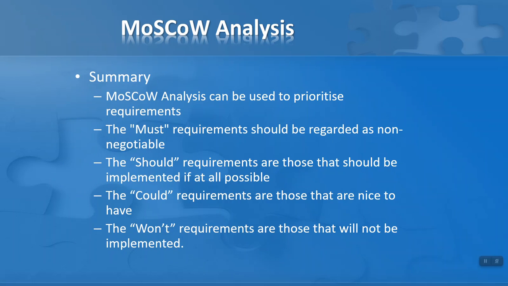So in summary, we use MoSCoW analysis to prioritize requirements. The must requirements should be regarded as non-negotiable. We have to do these. The should requirements are those that should be implemented if at all possible. The could requirements are those that are nice to have. If we have the resources to do them, we will. And finally, the won't requirements are those that will not be implemented.